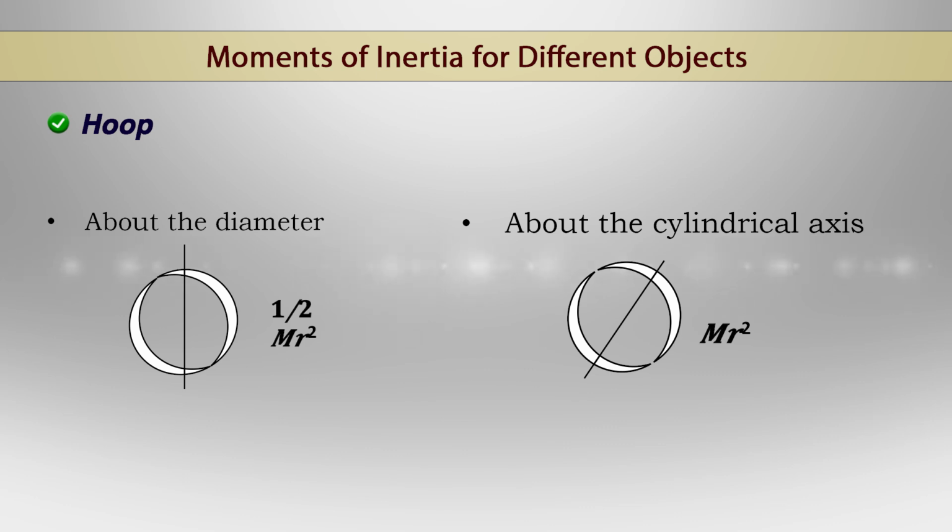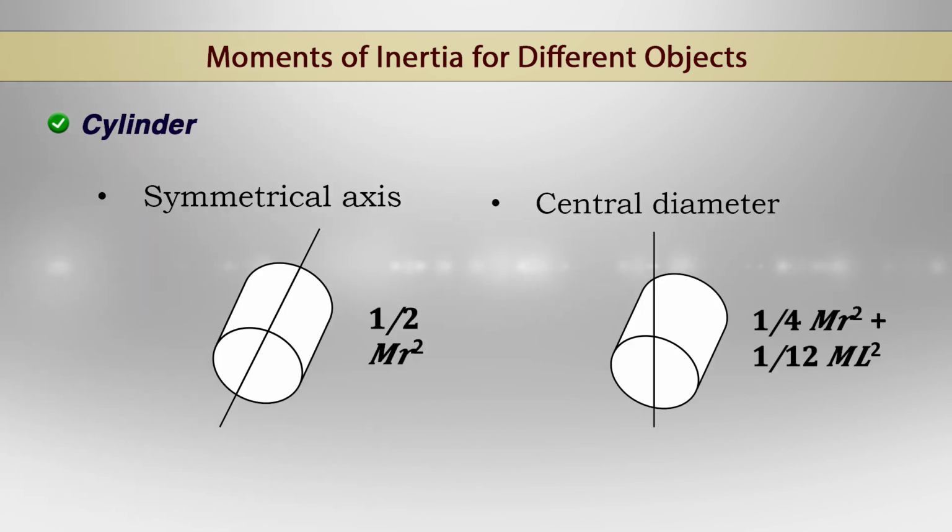Similarly, we can go through other examples, like if we consider a hoop and calculate its moment of inertia about the diameter, it comes out to be half of mr². And if we calculate the moment of inertia of the same hoop about the cylindrical axis, it comes out to be mr². For a cylinder, we can see along a symmetrical axis, the moment of inertia is given by half of mr², and for the same cylinder along the central diameter, the moment of inertia comes out to be 1/4 of mr² plus 1/12 of ml².